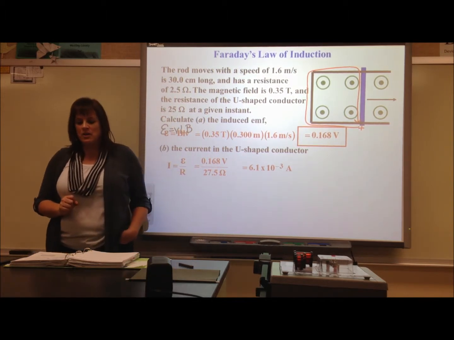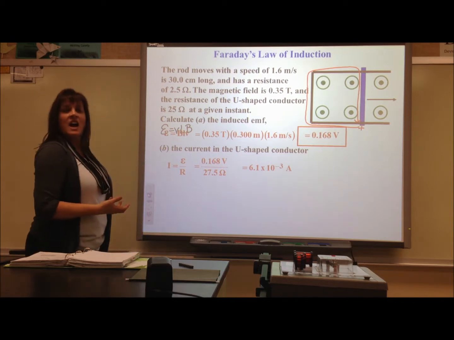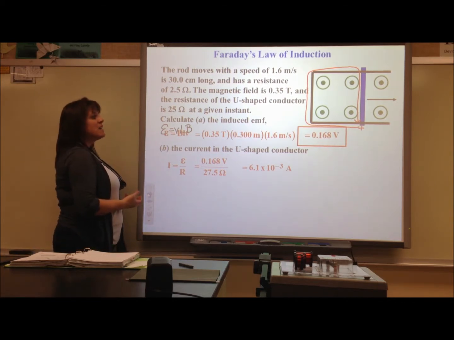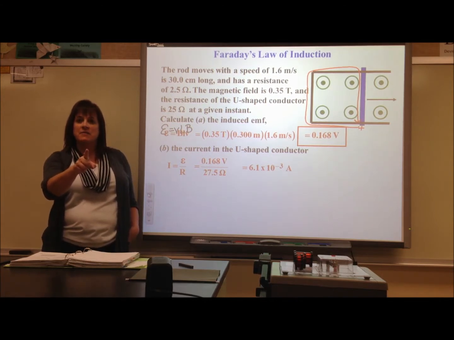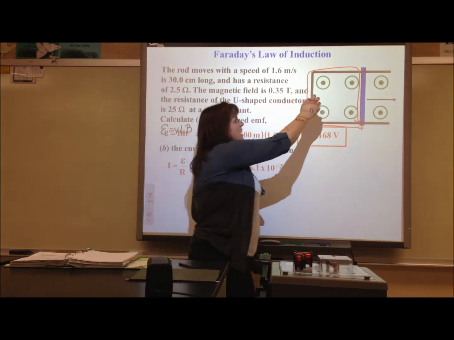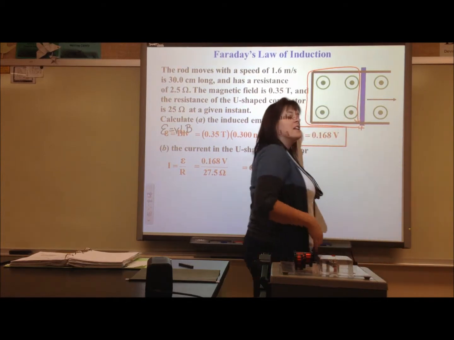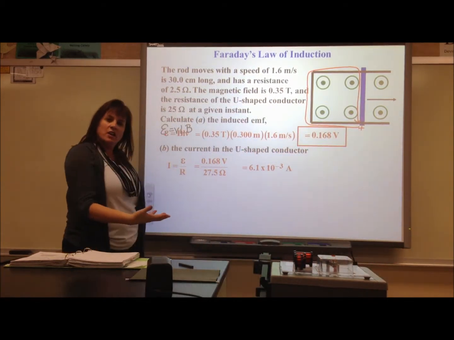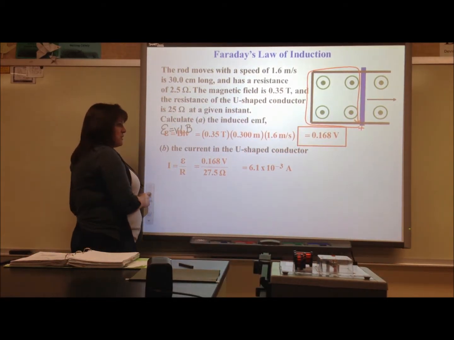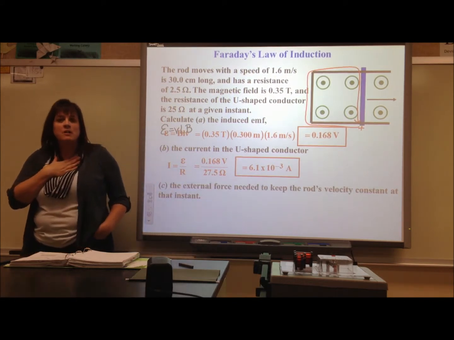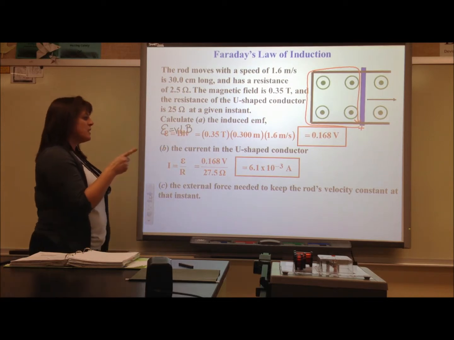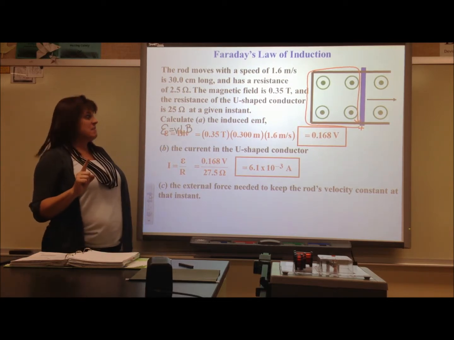All right, so now I know my current. What else do we ask? How about the magnitude of the pulling force that keeps us moving at constant velocity? All right, if I pull this bar in the magnetic field, I generate current. Once I generate current, I generate a magnetic force that's opposing my motion. So how much do I need to pull this with? What kind of force do I need to pull this with to keep the velocity constant?